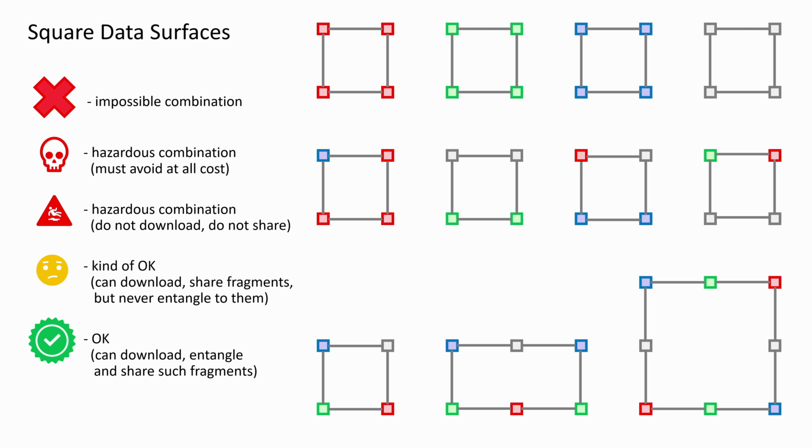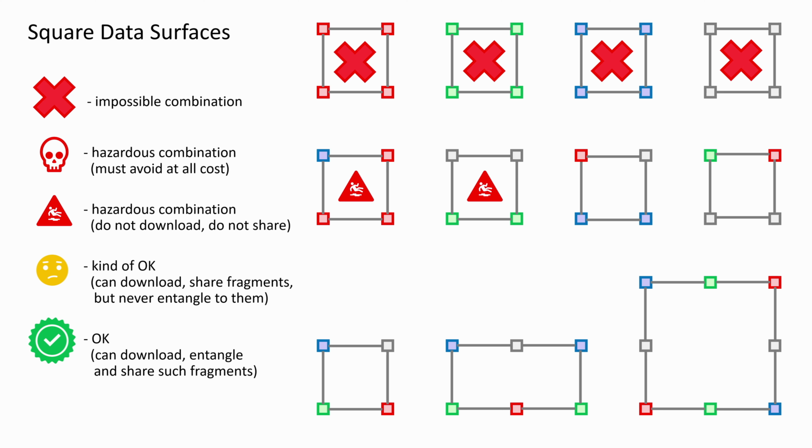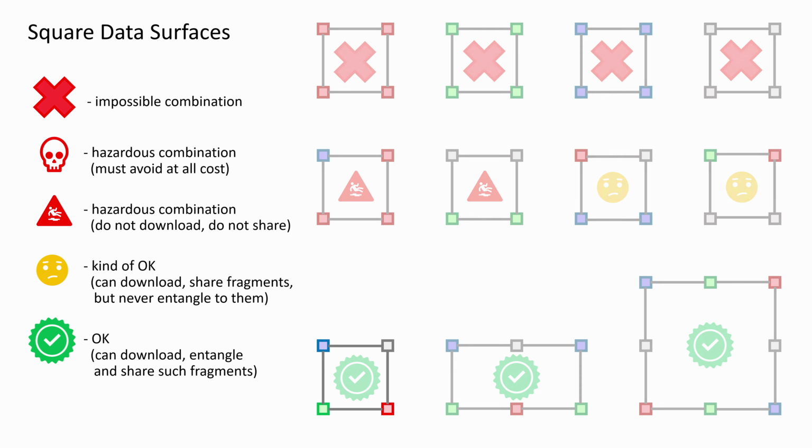The same rule applies to square data surfaces. If the vertices of a square data surface are of the same color, then the result is not a meaningful file. If fragments of 2 different colors are used, then as you may already know, this is a dangerous situation. Such fragments should not be shared and must not be used in the entanglement procedure. If the vertices of the square are of 3 different colors, then that is quite okay, but we should as well avoid using such fragments in the entanglement procedure. Finally, if the vertices are composed of all 4 colors, then it is a correct data surface whose fragments can be shared and entangled.